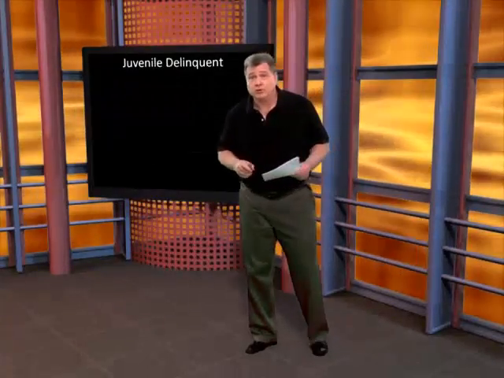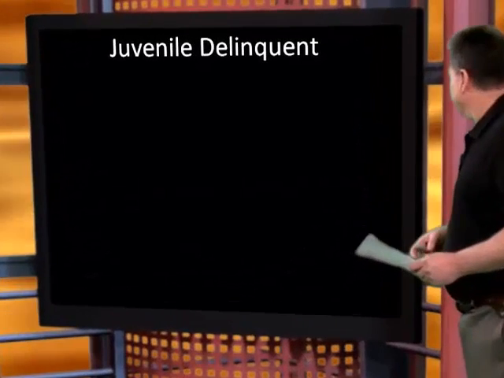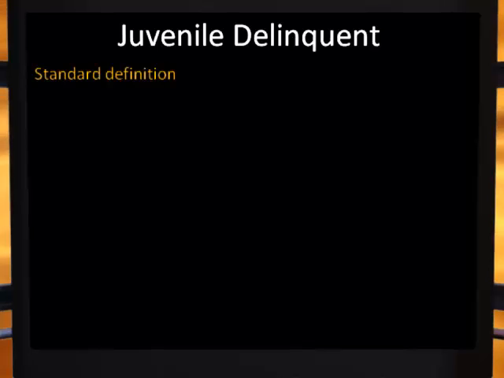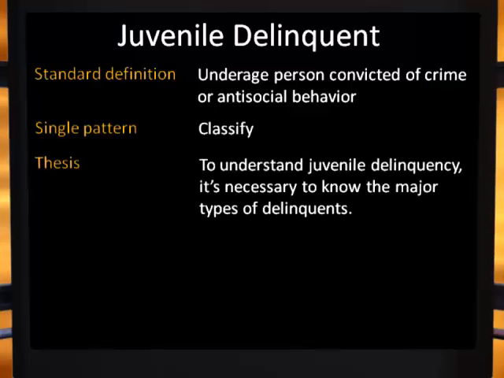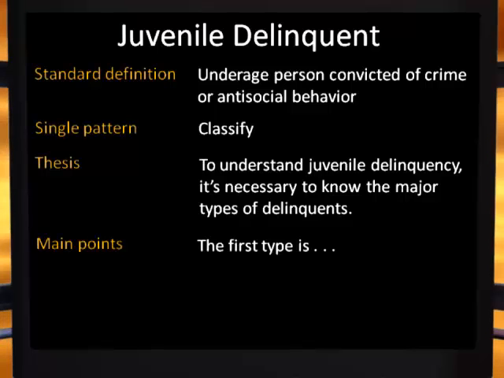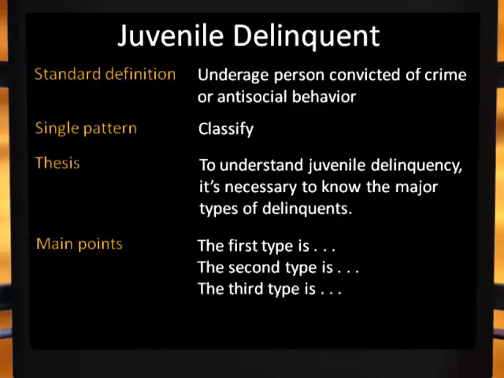The first one we'll look at is a single pattern. Our term is juvenile delinquent. Its standard definition, an underage person who has committed a crime. Pattern, classify. Thesis, to understand juvenile delinquency, it's necessary to know the major types of delinquents. In our supporting points, we will discuss the first type of juvenile delinquent, the second type, the third type, and all you have to do is think back to your experience.